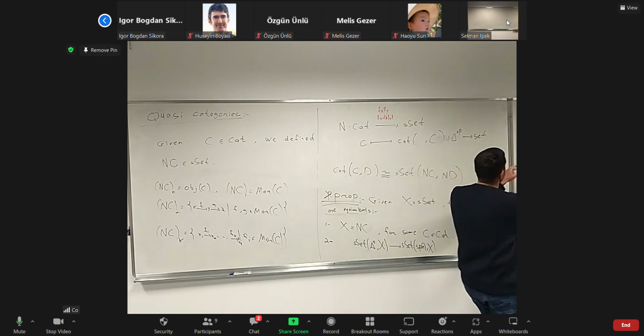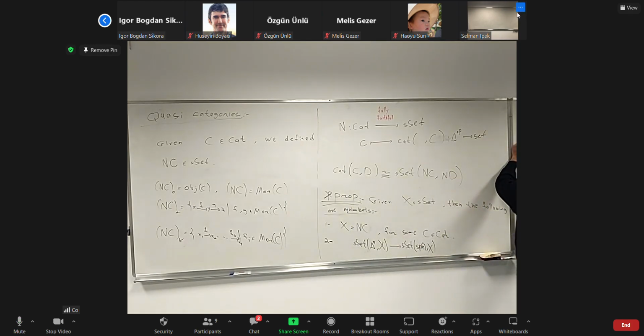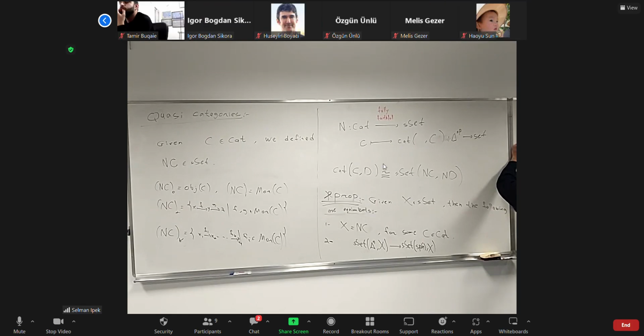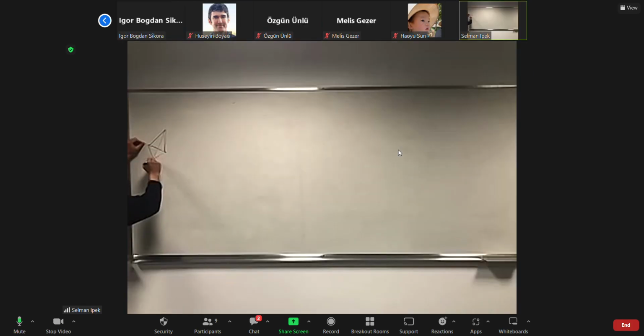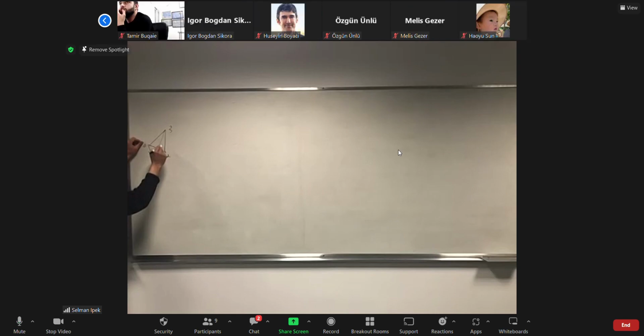When I have a simplex, I take just this pyramid, like 0, 1, 2, 3. This is what I mean by the spine of the n-simplex. Here I mean the n-simplex.